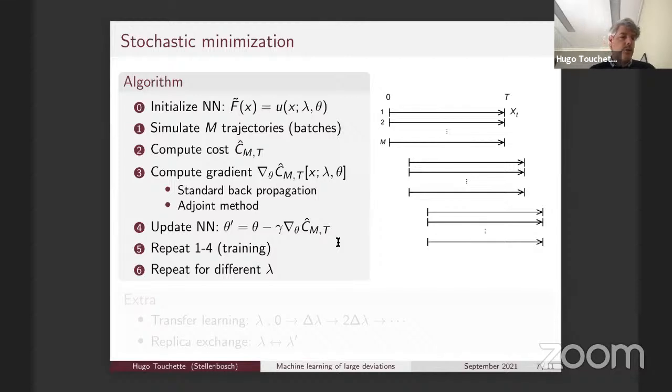So you have the scaled cumulant generating function for one particular lambda. Then what you do, of course, is repeat this for different lambdas to construct the large deviation function. And from this, you can use the Legendre transform to get the rate function.